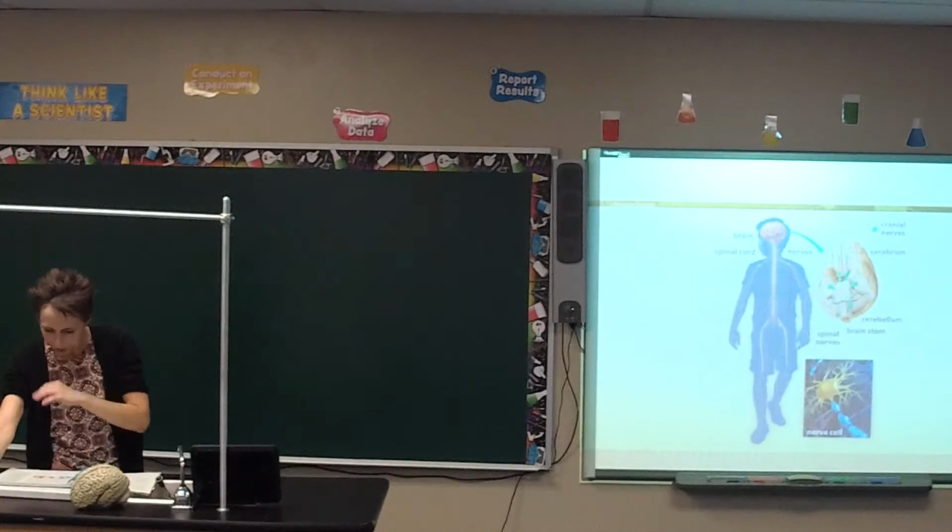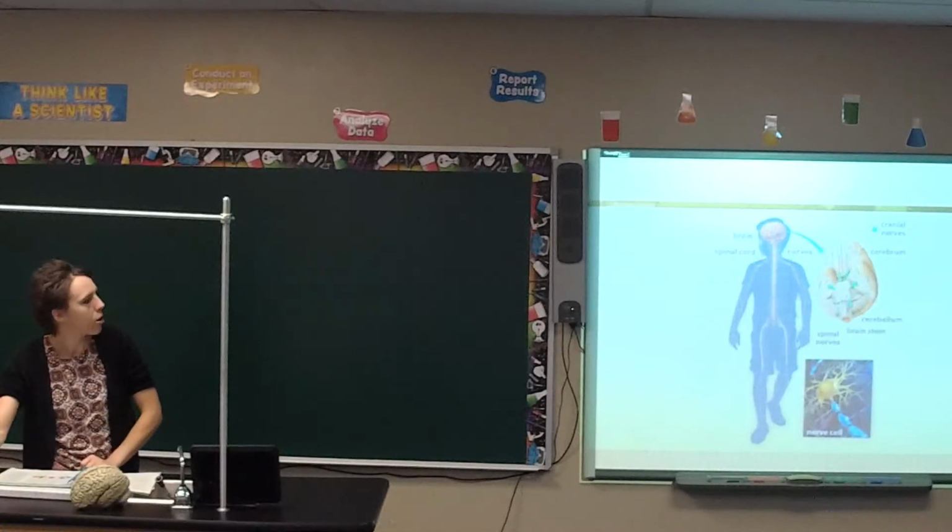There are two major parts of your peripheral nervous system. So talking about the nerves that come off your brain and the nerves that come off your spinal cord.